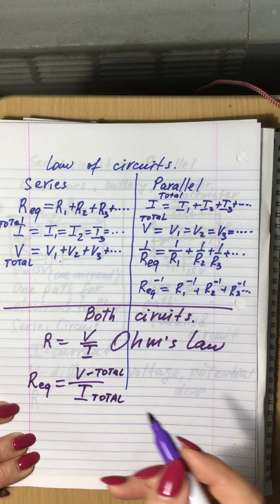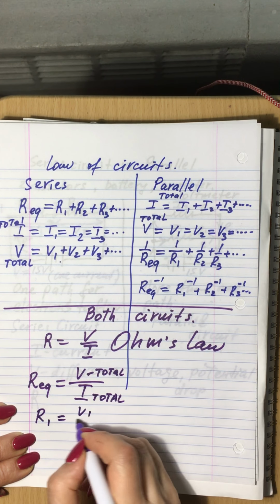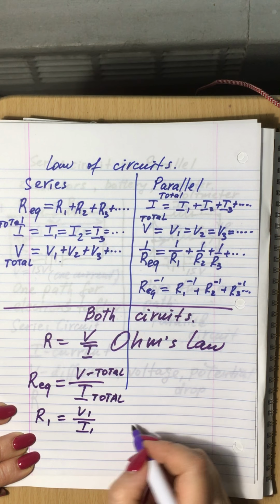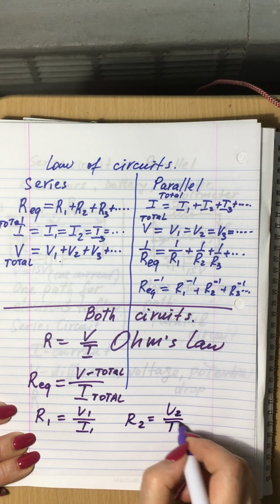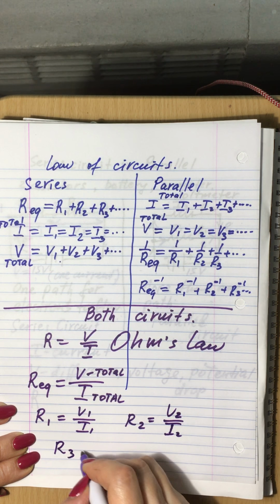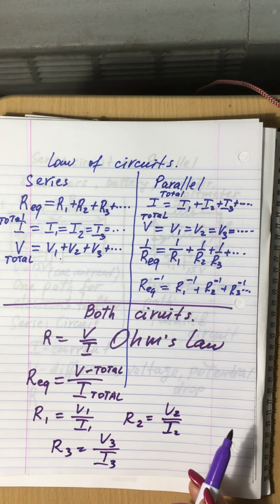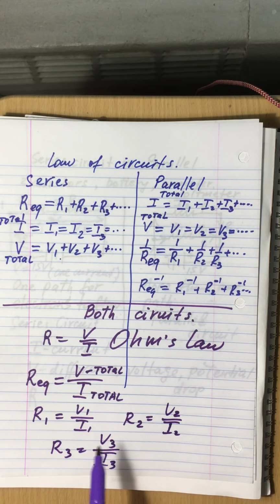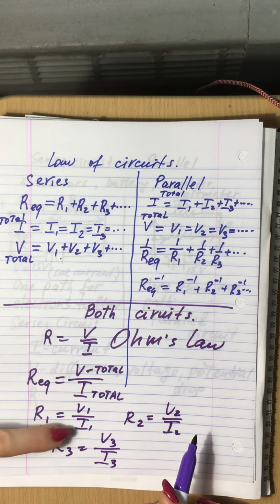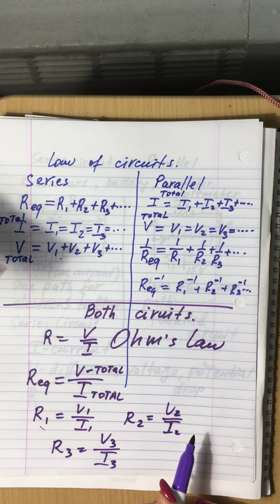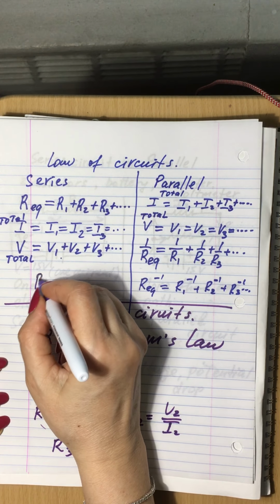What if you're looking for R1? Which V and I you need to take? V1 over I1. What if you're looking for R2? You can use V2 over I2. What if you're looking for R3? V3 over I3. So in these equations you have three quantities. So you always can use this equation to find R1, for example, or V1 or I1, whatever is missing. So for each of these sets of equations, series and parallel, you can use also Ohm's law.